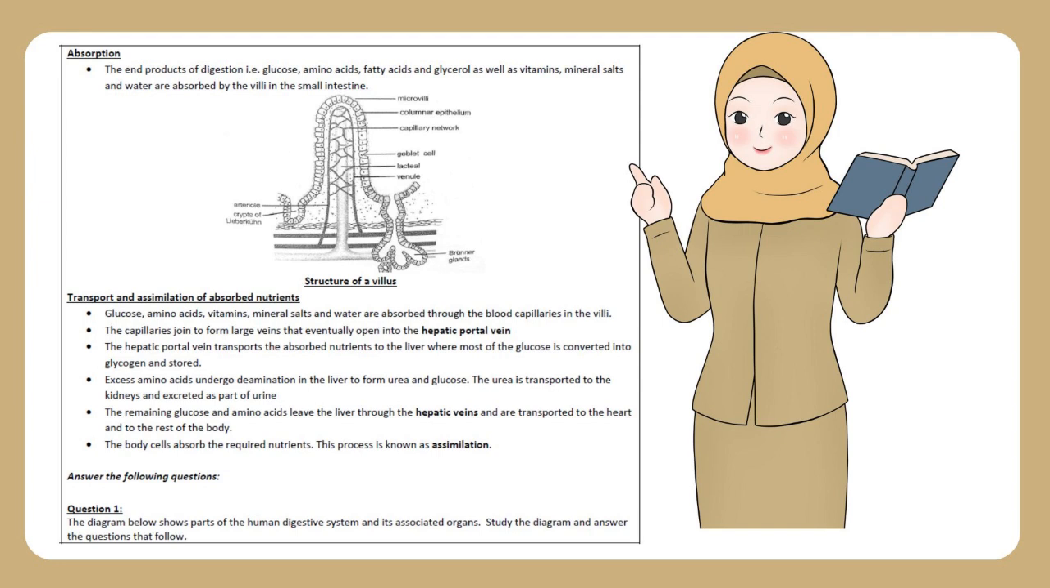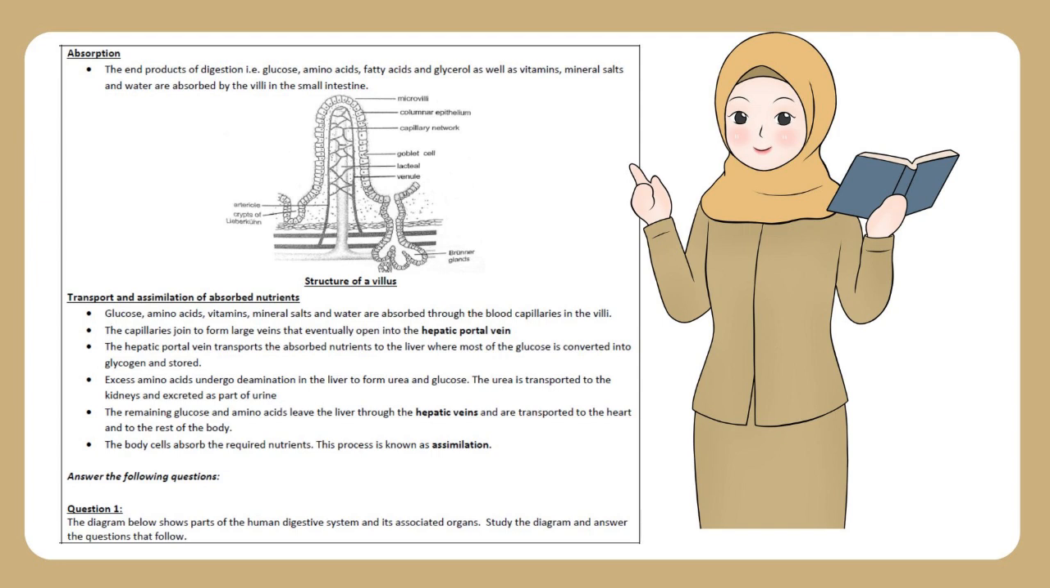Absorption. The end products of digestion, i.e. glucose, amino acids, fatty acids, and glycerol, as well as vitamins, mineral salts, and water are absorbed by the villi in the small intestine. Structure of a villus. Transport and assimilation of absorbed nutrients. Glucose, amino acids, vitamins, mineral salts, and water are absorbed through the blood capillaries in the villi.